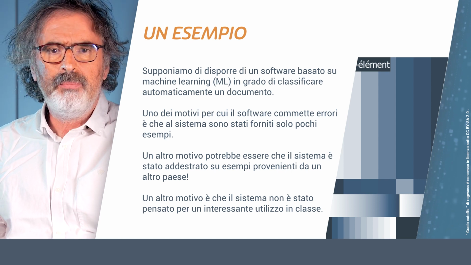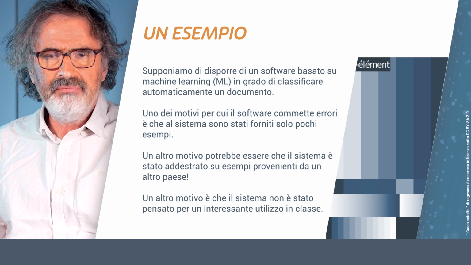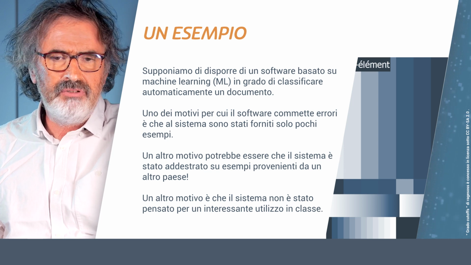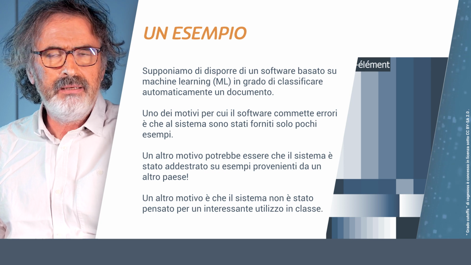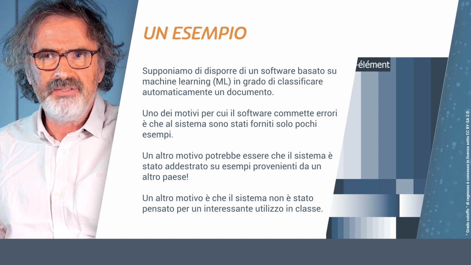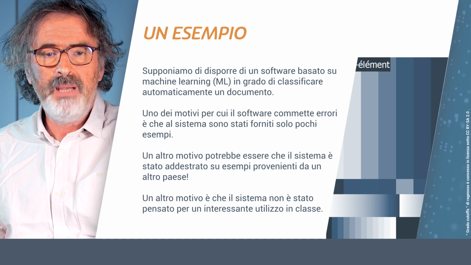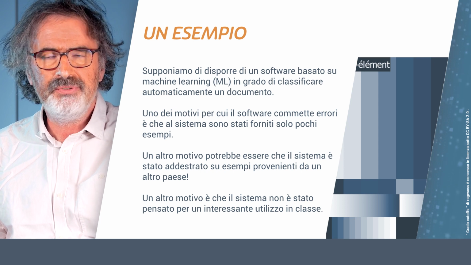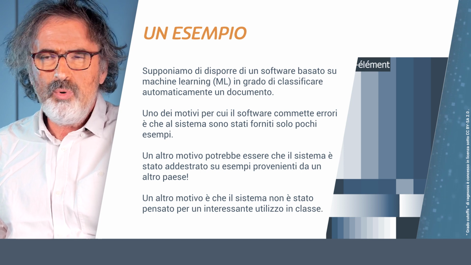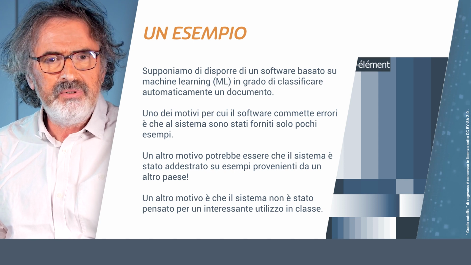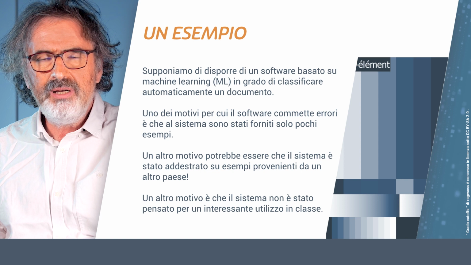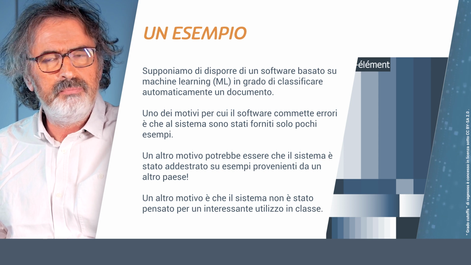Let's take one example. Let's suppose we have bought or have got a piece of software which is machine learning powered and is supposed to help us to grade some papers done by pupils. Well, why would this piece of software make mistakes? There are a number of reasons. The first one is that perhaps it's not been properly trained.